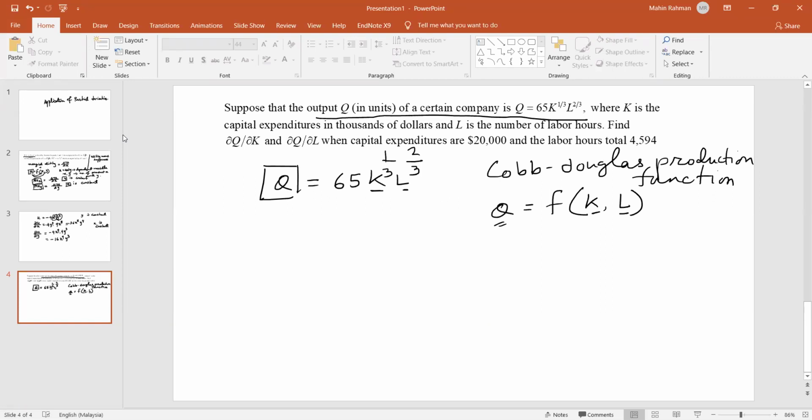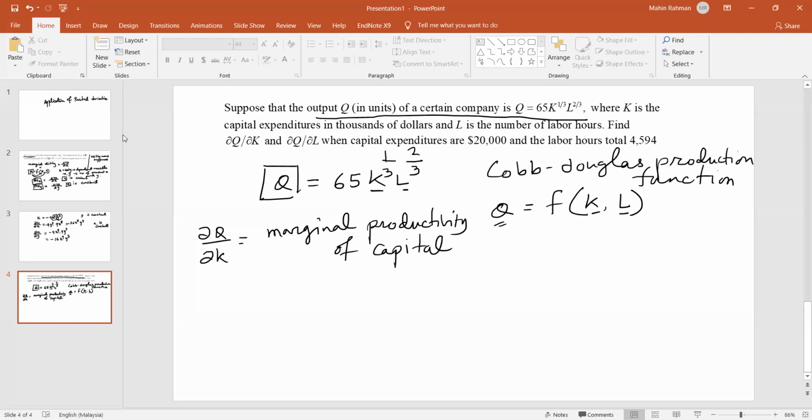Now you have to calculate delta Q by delta K. What is this one actually? This is called marginal productivity of capital. And also you have to calculate delta Q by delta L. What is this one? This is called marginal productivity of labor.